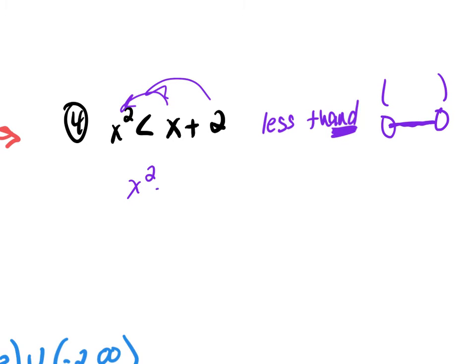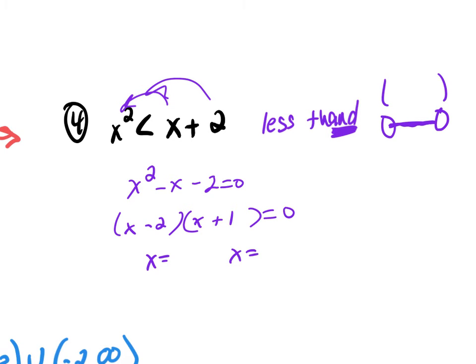When I move positive x over, it becomes negative x. When I move positive 2 over, it becomes negative 2. So let's factor. What are the factors of negative 2 that multiply to give me negative 2, but add to give me negative 1? 1 and 2. Negative 2, positive 1. So the 2 points that I'm going to put on my graph are at positive 2 and negative 1. Does everybody agree? Okay. So I have negative 1, 0, and 2.